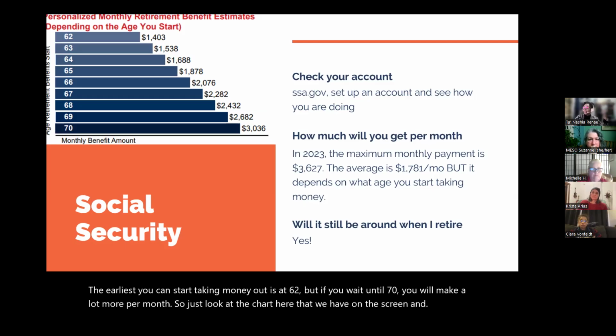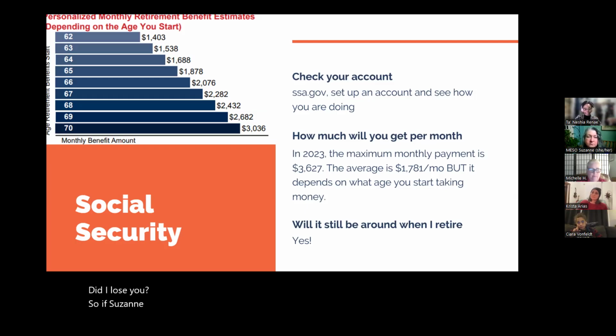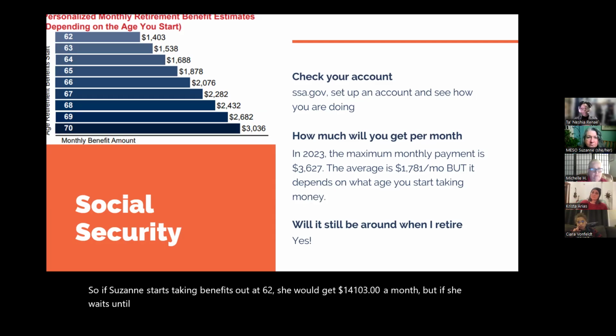And actually, this is yours, right, Suzanne? So if Suzanne starts taking benefits out at 62, she would get $1,403 a month. But if she waits until 67, she'd get $2,282 a month. And then looking down, if she waits till 70, she'd get $3,036 a month.